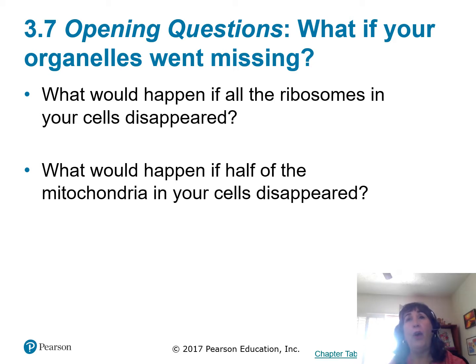What would happen if all the ribosomes in your cell disappeared? What would happen if half the mitochondria in your cells disappeared? What would happen? Do you think the cells would function? In my mind, it didn't take more than a split second to say the cell would definitely perish. Or in some cases, like with few mitochondria, then it would have to rely on other cells, and maybe it would become parasitic.